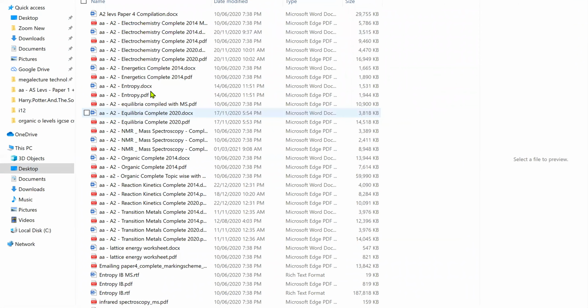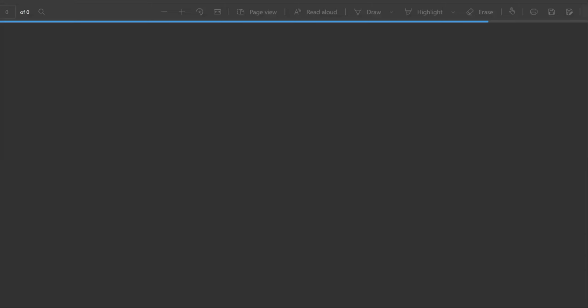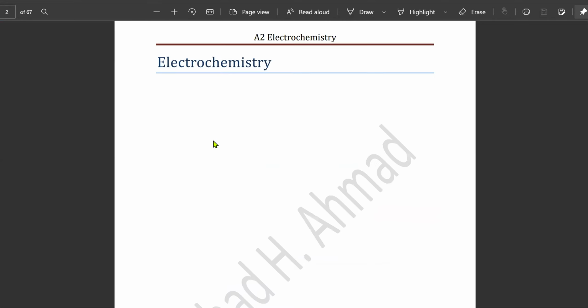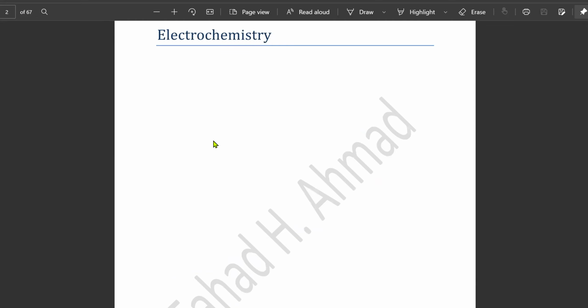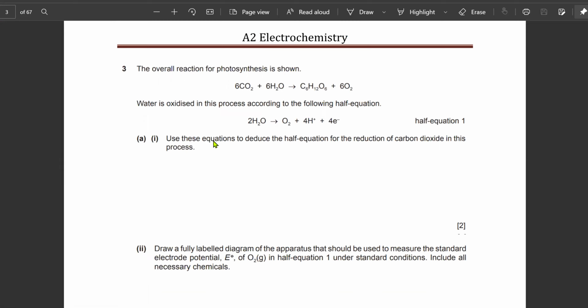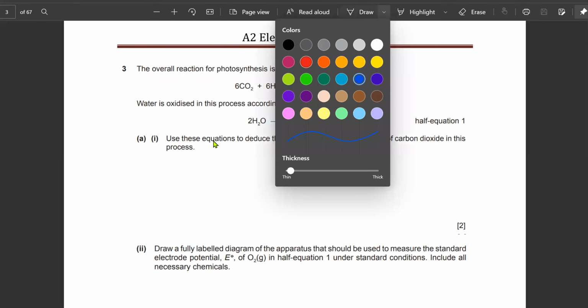So this was electrochemistry, this one. So let's start with the first question, which is this one. This one is kind of a tough question. This one was probably the trickiest question in electrochemistry. So you have this question.